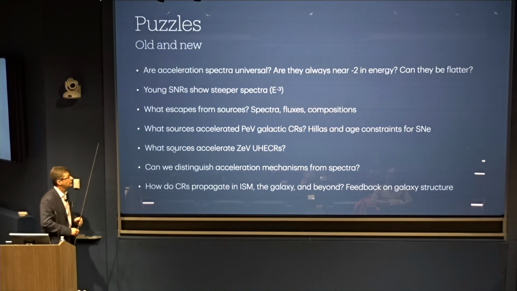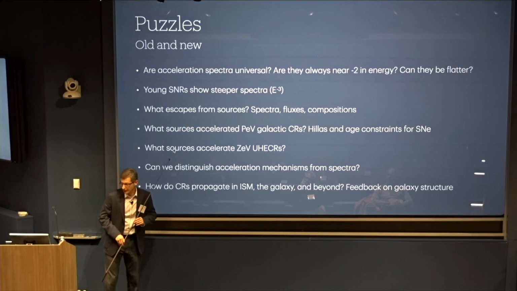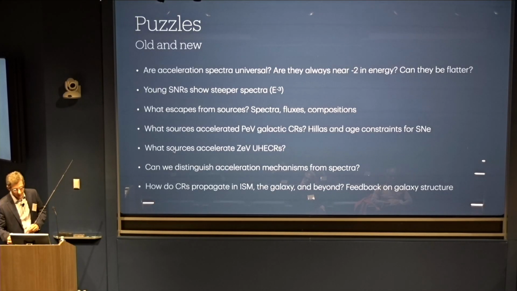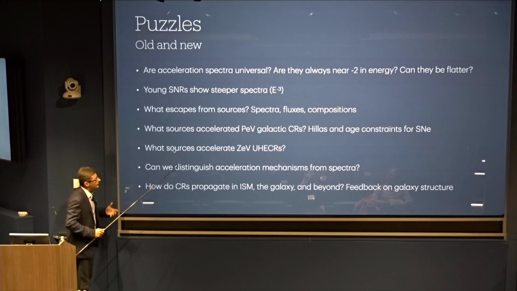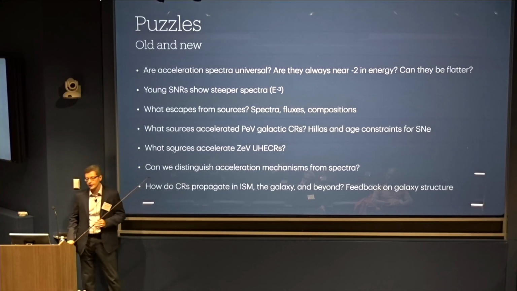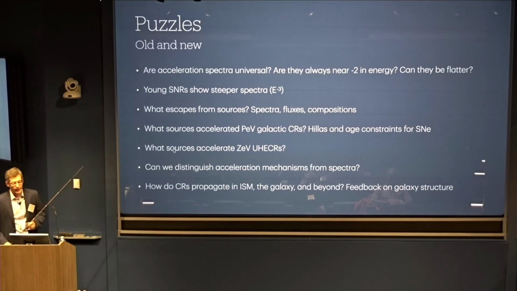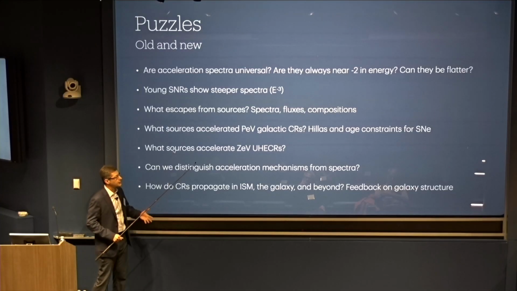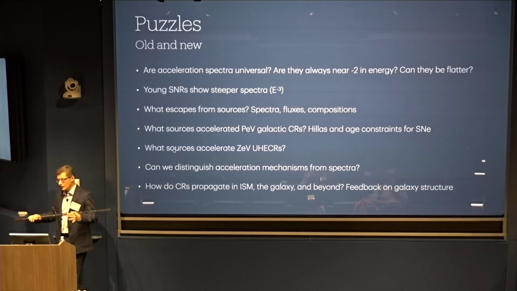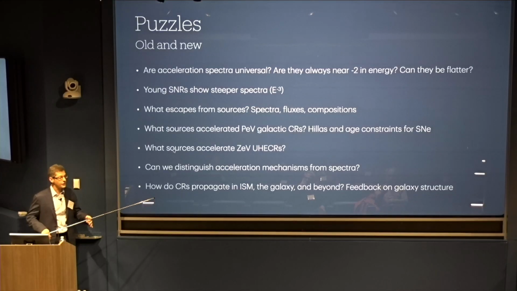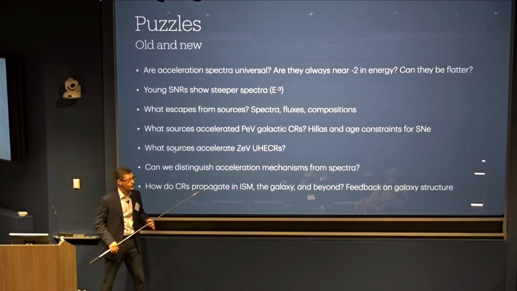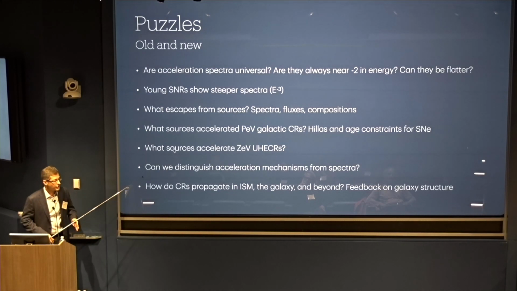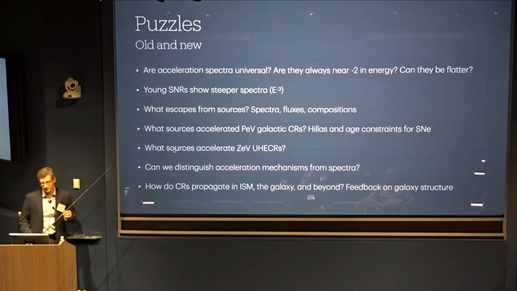The puzzles in this business are still fairly old, and they're still with us. Such as the spectra that we observe: are they universal? We expect to see roughly E to the minus 2 spectra, and is that the only outcome? Can we see flatter spectra? Just to remind you, if we see flatter spectra, that means the total energy is not converged, so the energy diverges at the high end. So there must be an upper cutoff. Is minus 2, where you get equal energy per decade, the only logical outcome?